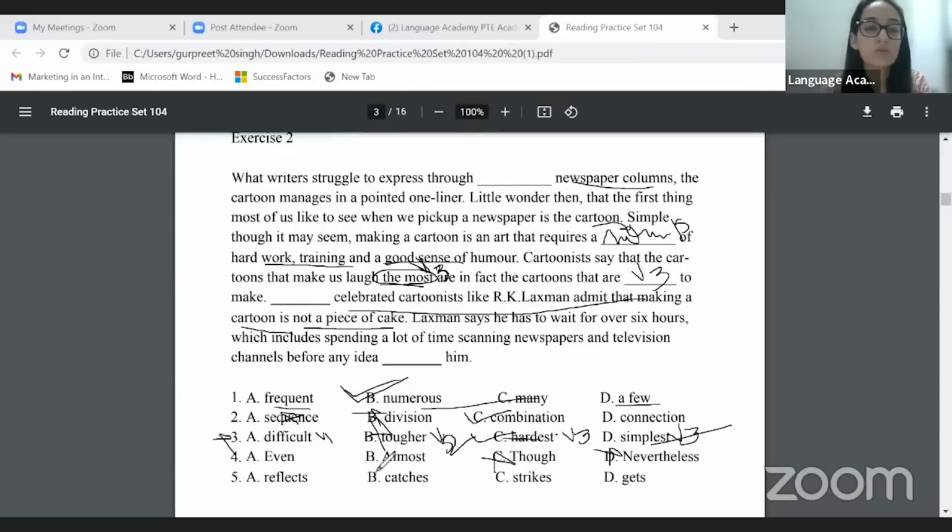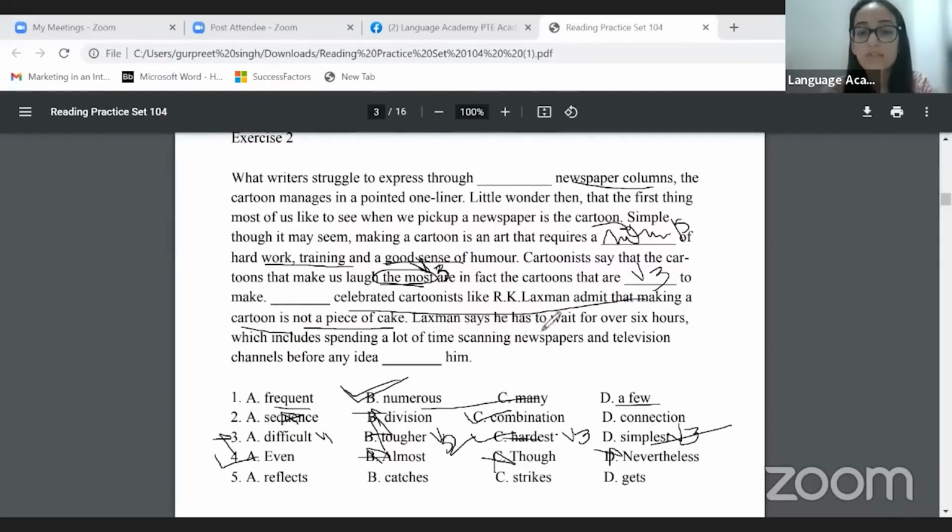Almost celebrated cartoonist, almost comes with quantitative things. I have almost finished the work, means 80%, 90%, 70%. Almost all the people, again means more than 50% of people. So almost shows quantity. We cannot say almost cartoonist, because they haven't said almost all cartoonists say this thing. Without all, we cannot say almost here. So we can simply say that because you already said that they are difficult, even the celebrated cartoonists, celebrated means the most popular ones, they also admit that making a cartoon is not an easy task.